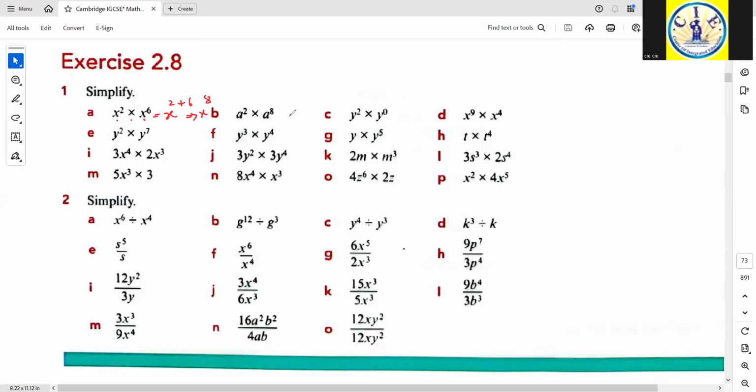Same goes in this case. We will write a only once and we will add the powers. So the answer is a raised to power 10.